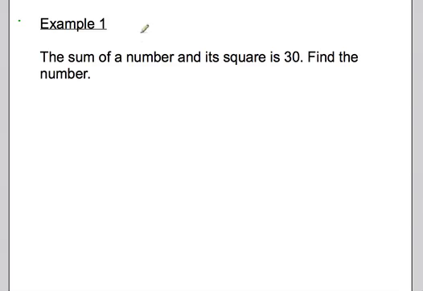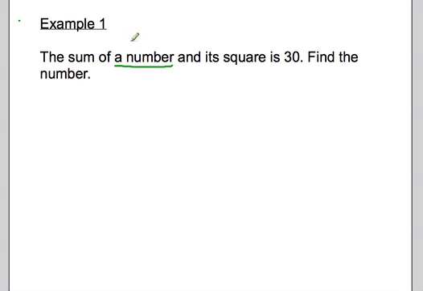So in the first problem it says the sum of a number and its square is 30. Find the number. Okay, so the first thing you want to do is set up an equation so that we can solve it. So we need to find out what a variable is going to be in this word problem. So it says the sum of a number and its square is 30.